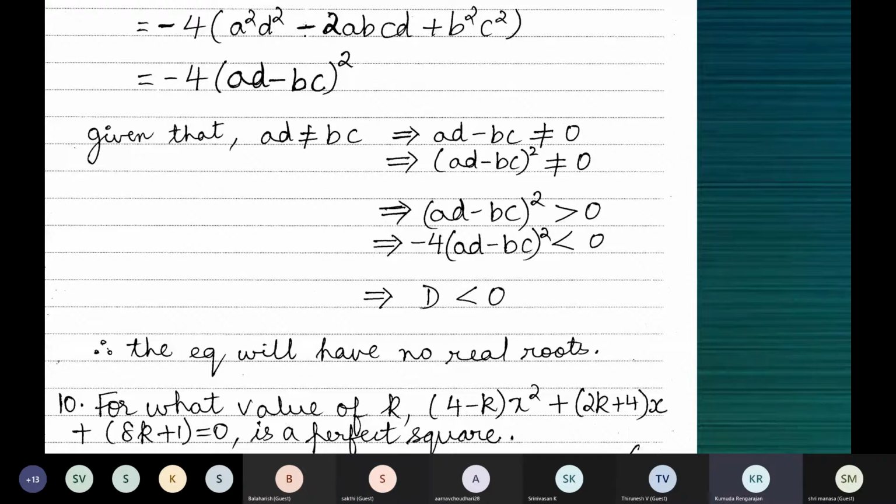Because it's given that the quadratic equation is a perfect square, it has two equal roots. That means the value of D is 0. So simply write D is equal to 0, which means B square minus 4AC is equal to 0. Substitute the expressions for A, B, C. Solve and find K.